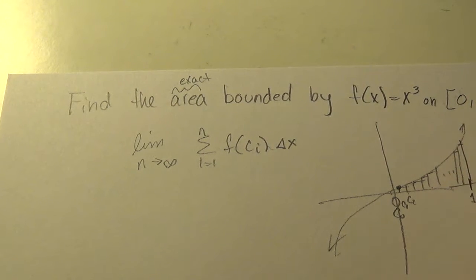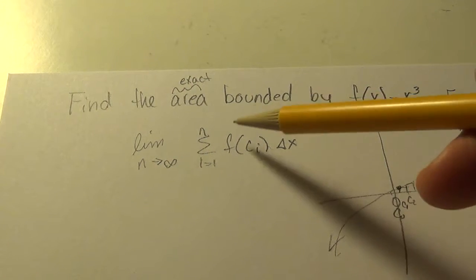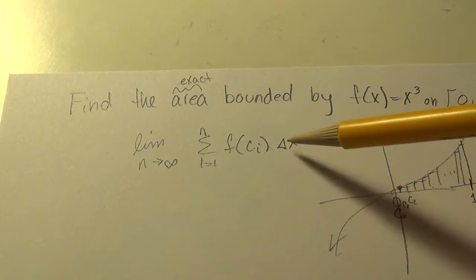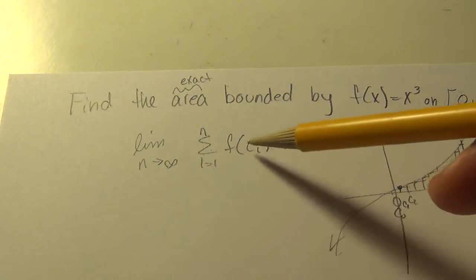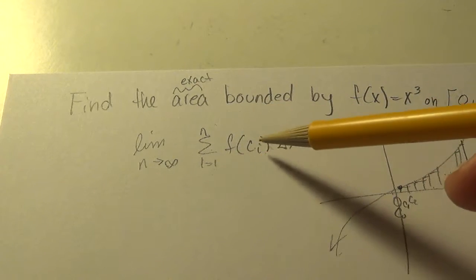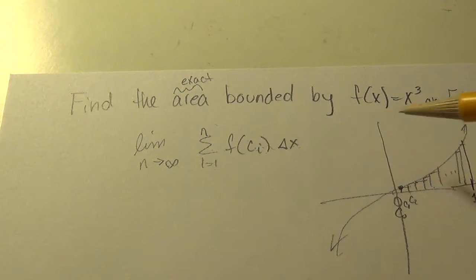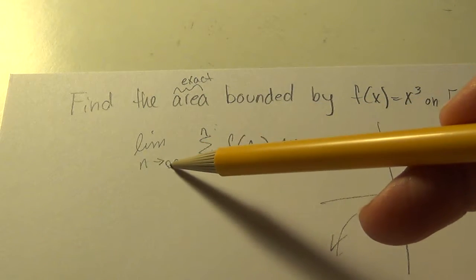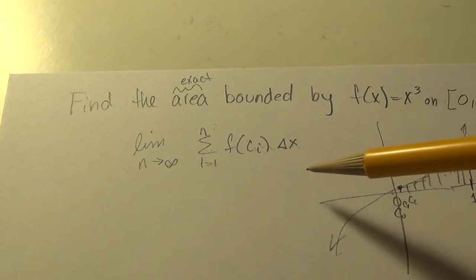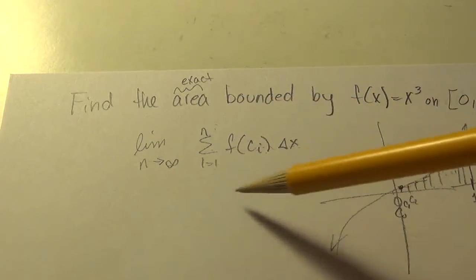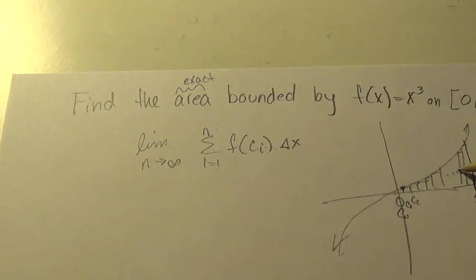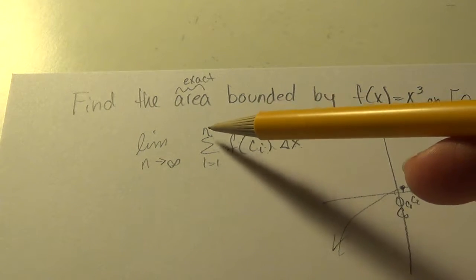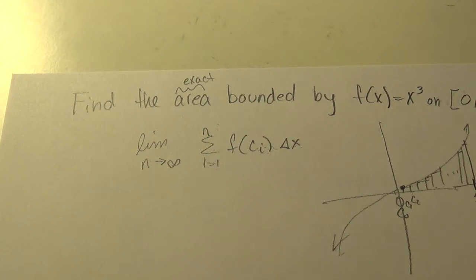I can't write this small, but I'm going to come across and get c sub 1 times change of x, then c sub 2 times change of x plus c sub 3 times change of x plus c sub 4 times change of x. And so it goes on till it reaches n, but n is going toward infinity. So in theory, you should be able to see that this is the exact area under the curve, taking the area of an infinite number of rectangles.